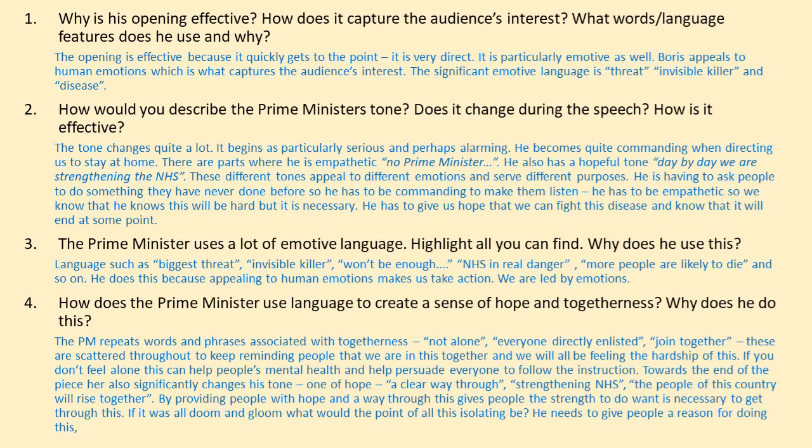Towards the end of the piece, he also significantly changes his tone, one of hope: a clear way through, strengthening the NHS. The people of this country will rise together. By providing people with hope and a way through, this gives people the strength to do what is necessary. If it was all doom and gloom, what would the point of this isolating be? He needs to give people a reason for doing this.